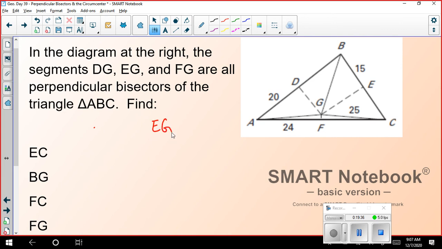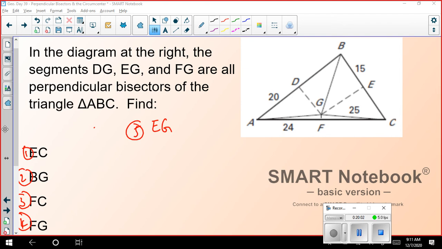Okay, we are finding EC. You can just tell 1, 2, 3, 4 and 5. Otherwise, you can also tell EC, BG, FC, FG. Okay, use your chat. Once you have the answer, I'll give you a couple of minutes to work this out. Well, let's check our answers.